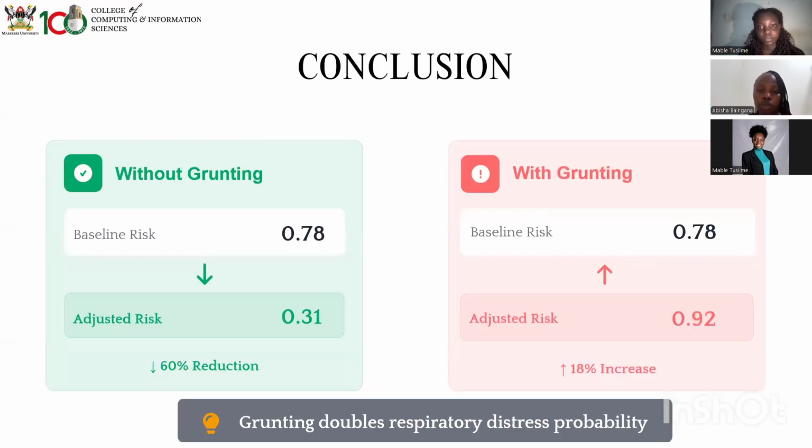So in conclusion, we've realized from our key insight that grunting was one of the major predictors of respiratory distress. And from there, we know that if our baseline risk is 0.78 in a neonate without grunting, that means that risk is adjusted to be lowered by 60% to 0.31. Whereas in a neonate, if there is grunting involved, the risk actually increases by 18% to 0.92.